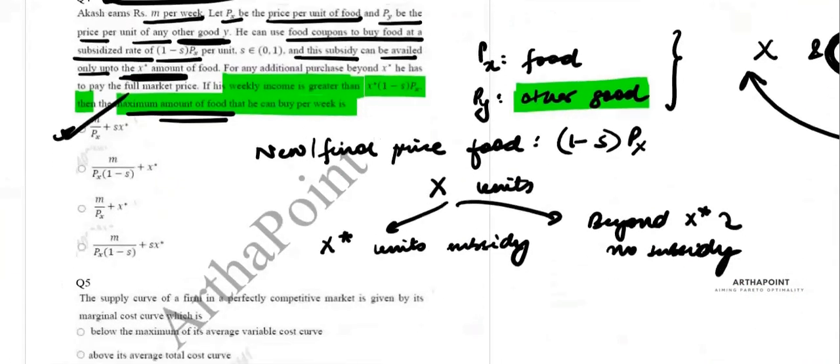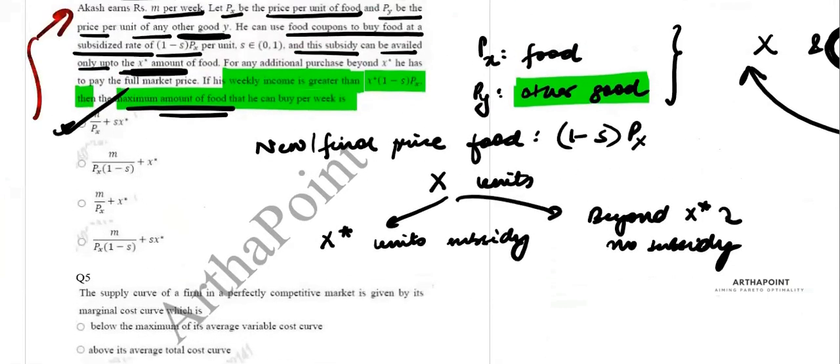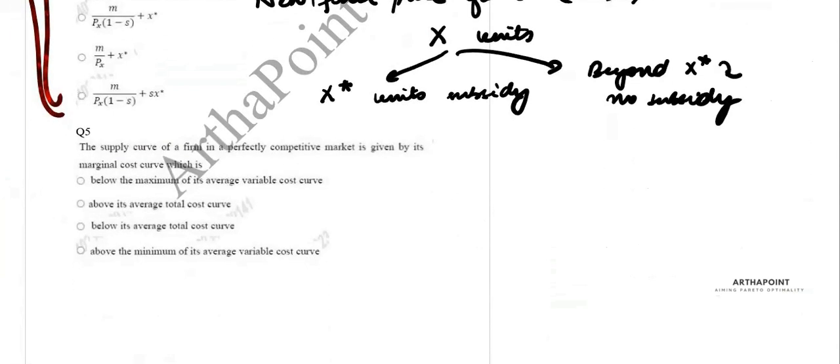Okay, this was a good question. Let's go ahead and take the next one. So the budget line slope was not required, but we wanted to understand how to plot the budget line. Let's take the next question.